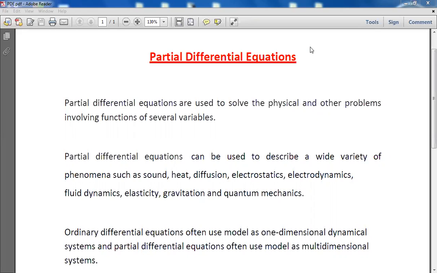Ordinary differential equations often model one-dimensional dynamical systems, and partial differential equations often model multi-dimensional systems.